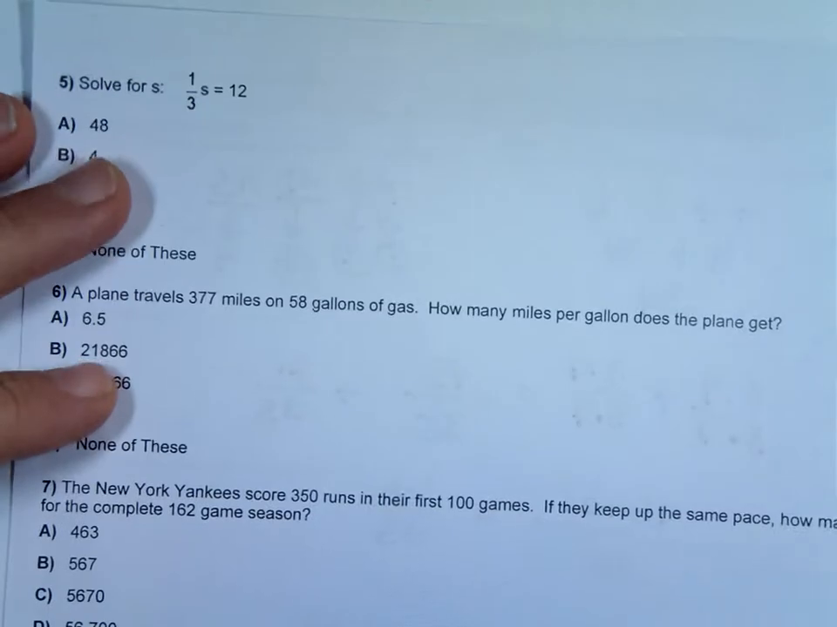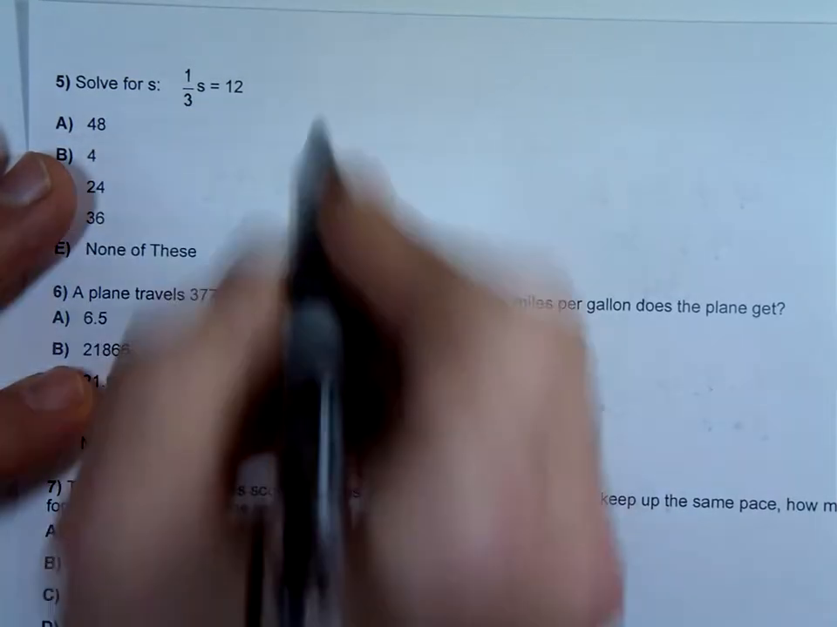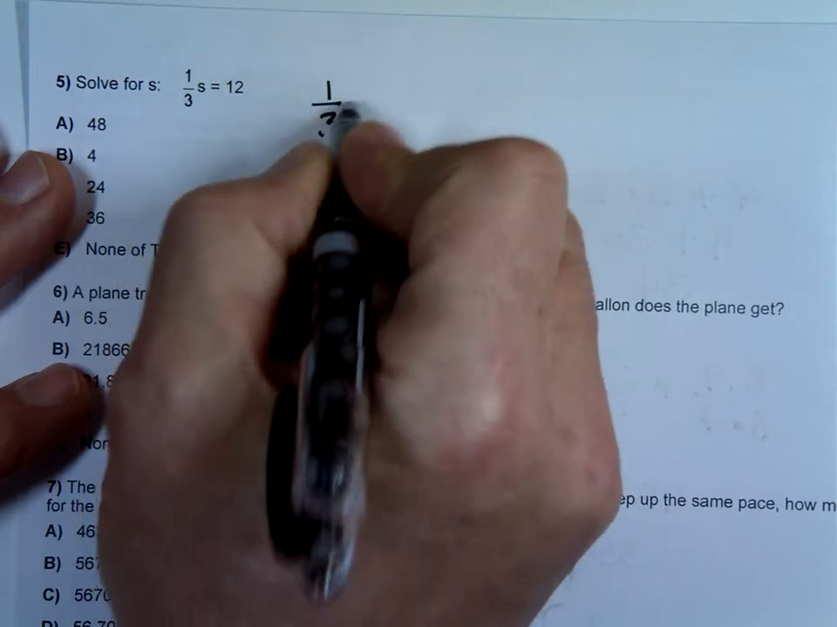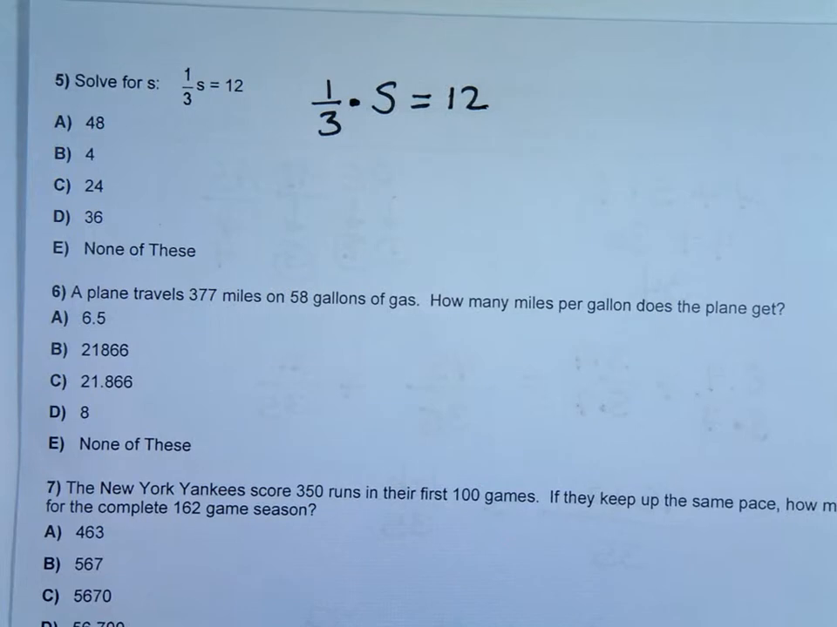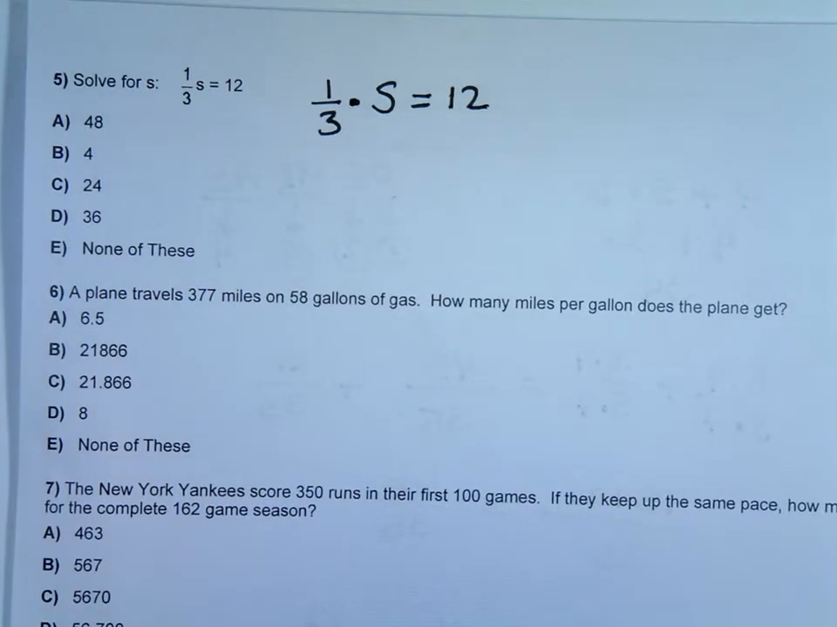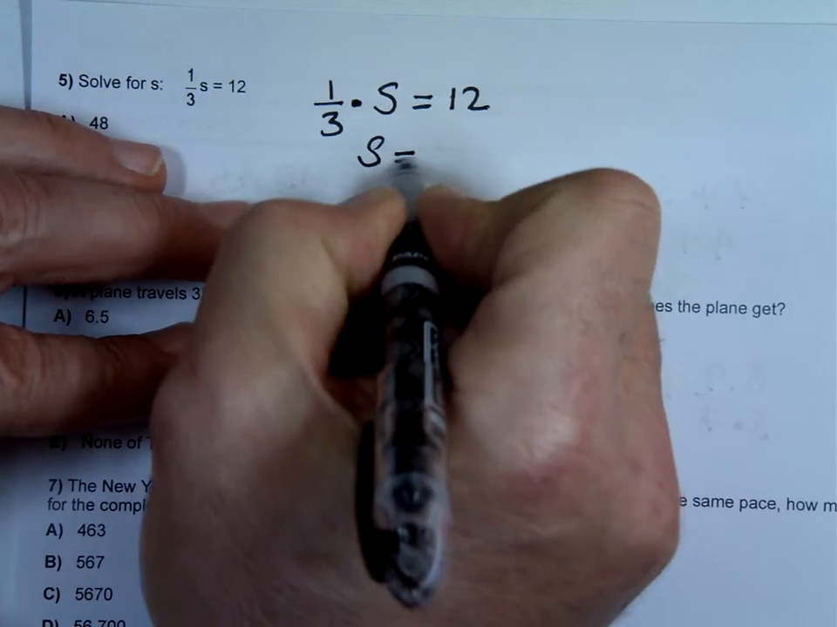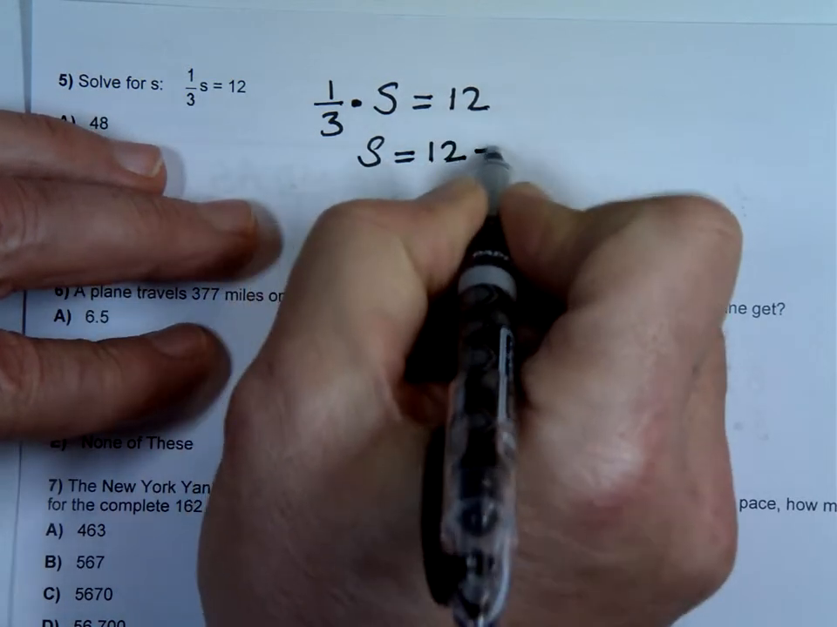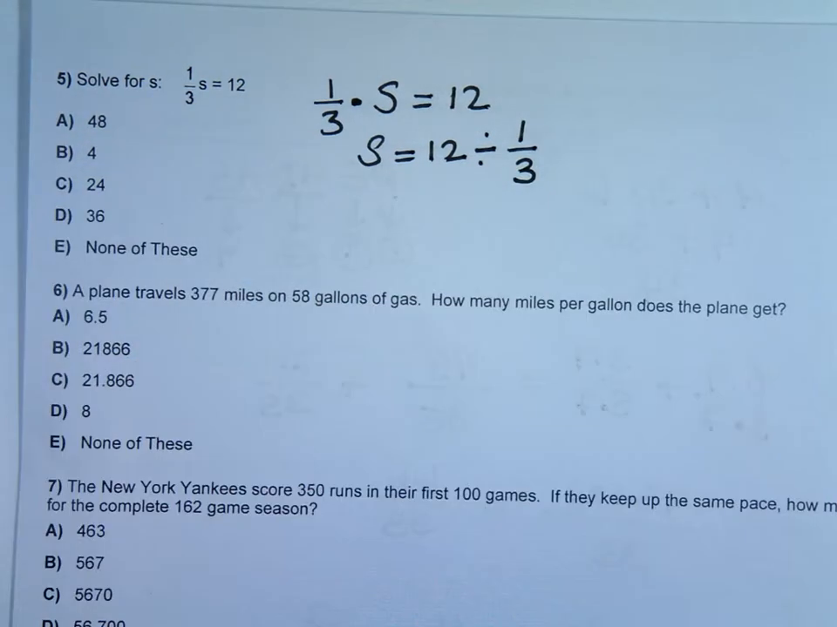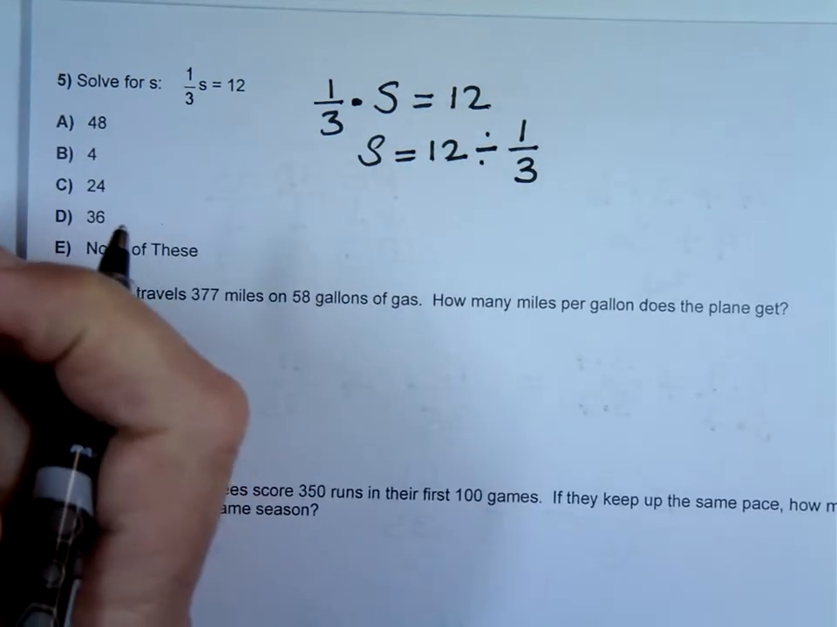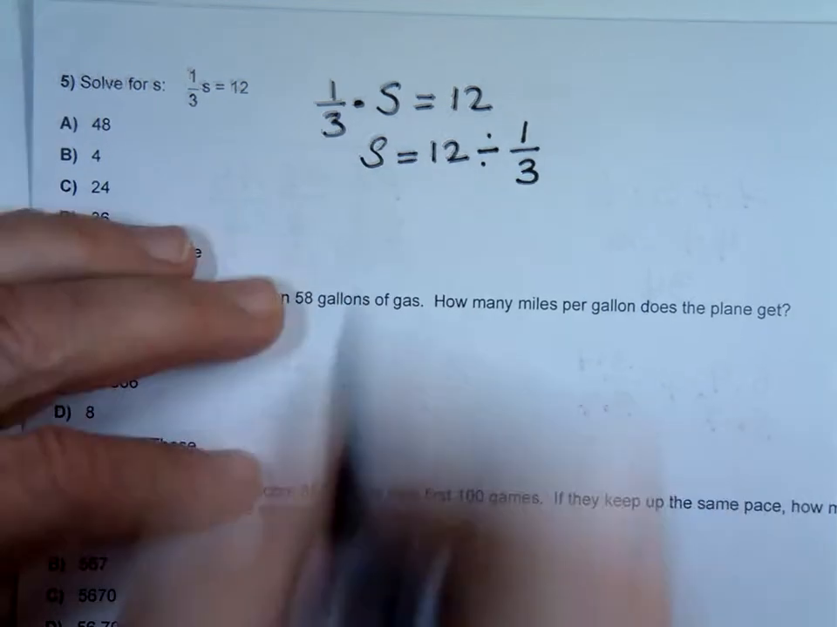Let's look at this one. 1/3 s equals 12. That's a multiplication. It means 1/3 times s equals what? 12. We said, what's the opposite to multiplications? Division. So s equals 12 divided by 1/3. The opposite to multiplication, we divide. Now that's 12 over what?